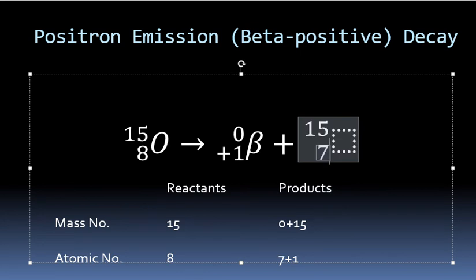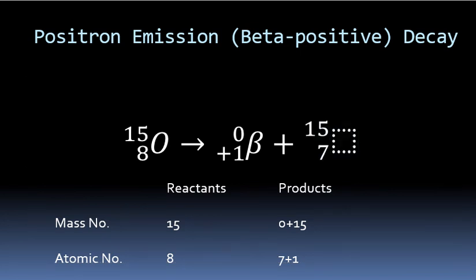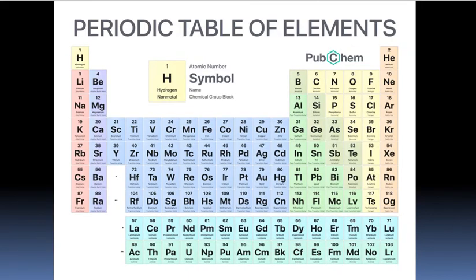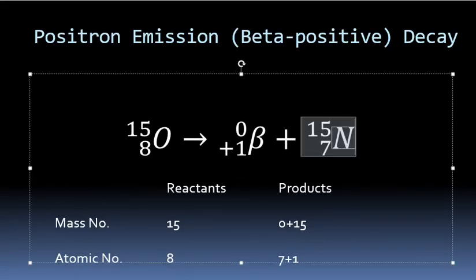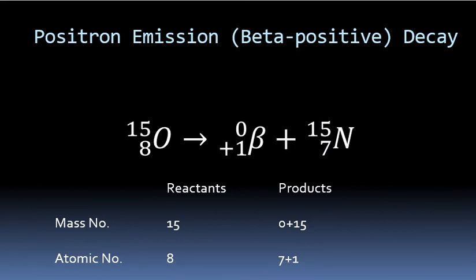Now then, what has an atomic number of 7? Well, that would be nitrogen. Therefore, we can fill that bad boy in like so. Just nitrogen. There we go. That is a balanced equation. That is a balanced beta positive / positron emission decay equation.